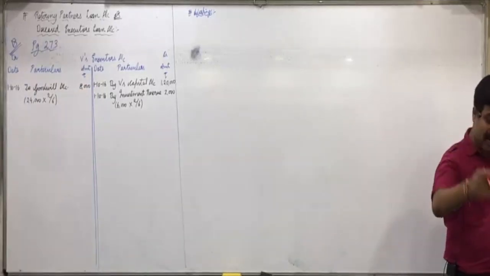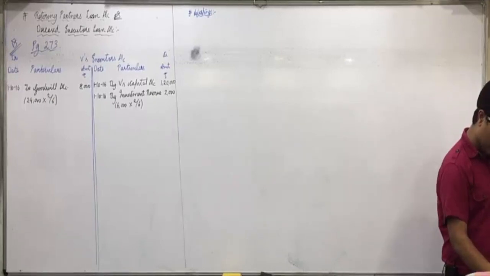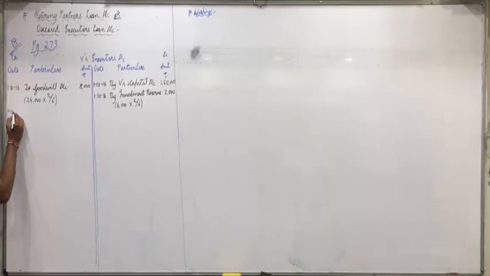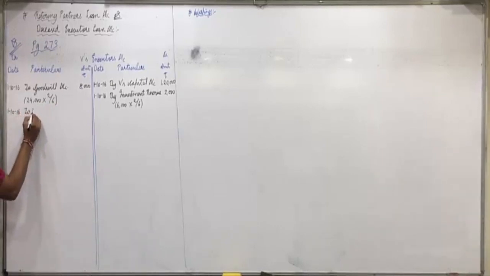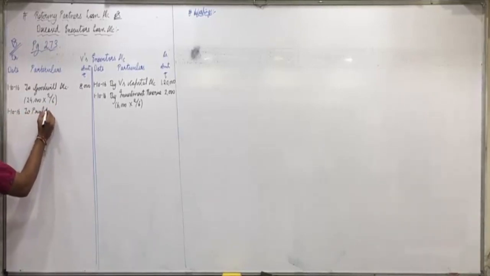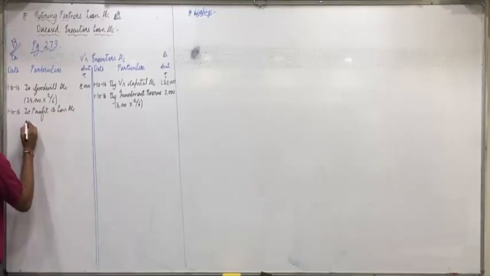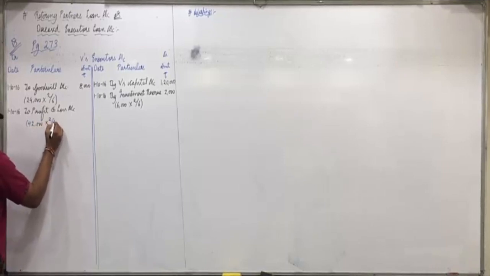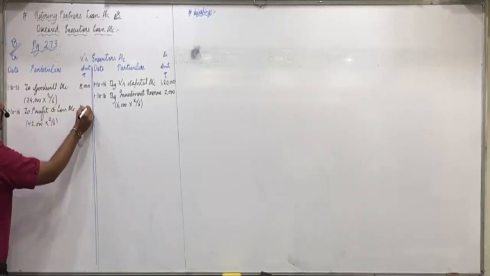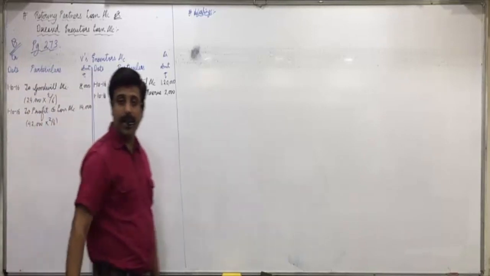Then what else from the asset side? Profit and loss account. Where will we write, and what amount? Yes, asset side, profit and loss account. There is a loss, that means it's an accumulated loss. 42,000 into 2 by 6, 14,000. Is everyone clear with this? Any doubts up till here?